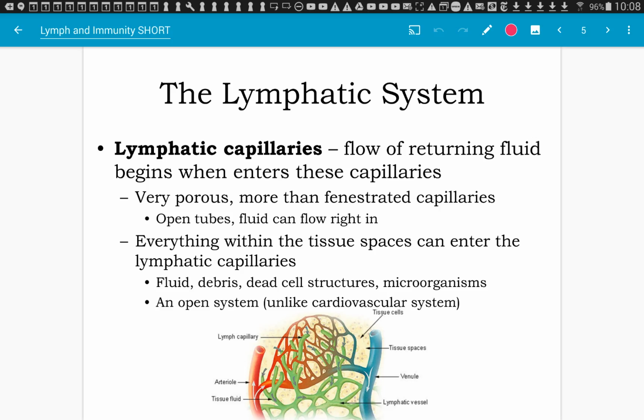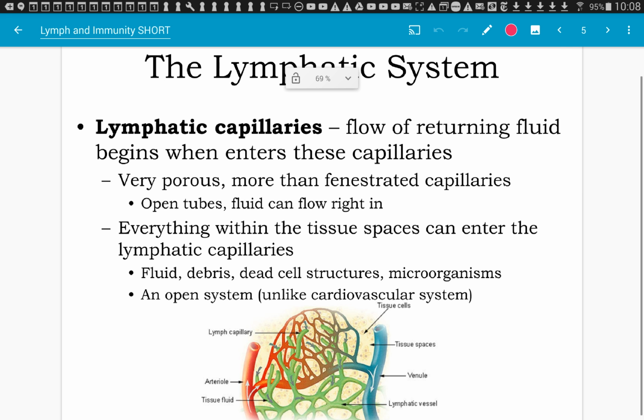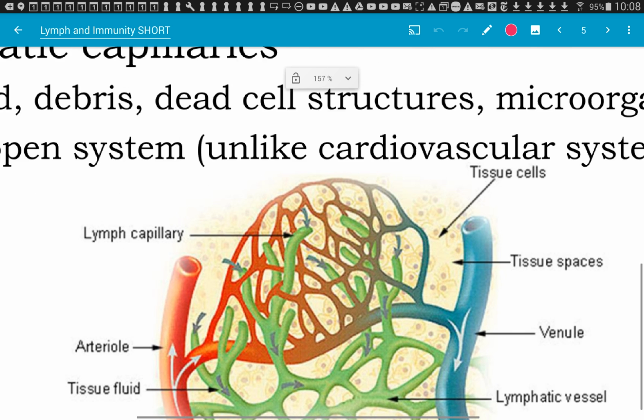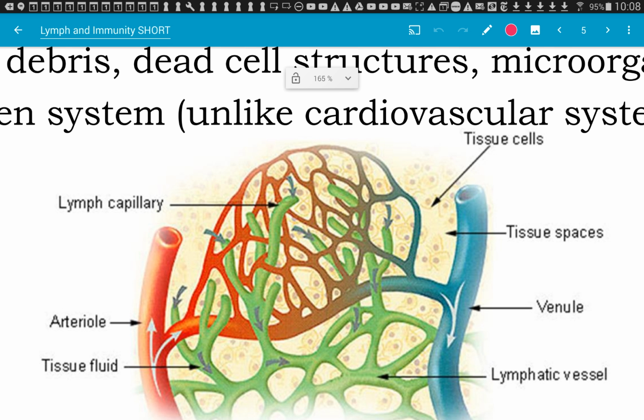Okay, so a little bit more on those lymphatic capillaries. There's a little picture here. I don't know if I can make it bigger. I'll try. Ooh, there we go. This picture shows you a very simple capillary bed. The red are arteries, the blues are veins, and then the green. Lymph, by the way, is not green. I was just using a different color to illustrate this.